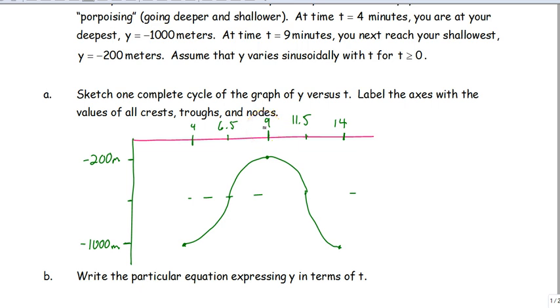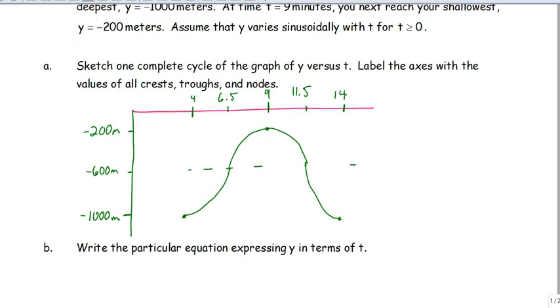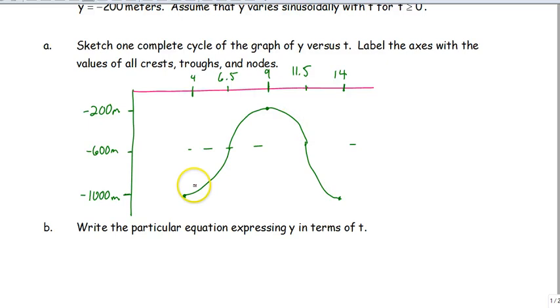So there's our graph. Basically, we need to get the midpoint here. Negative 1,200 divided by 2 is negative 600 meters. So this is a sketch of the graph. Again, your sketch probably will not include the 0 part. So I have all the pieces. Now we have one complete cycle, so the period is 10 minutes.